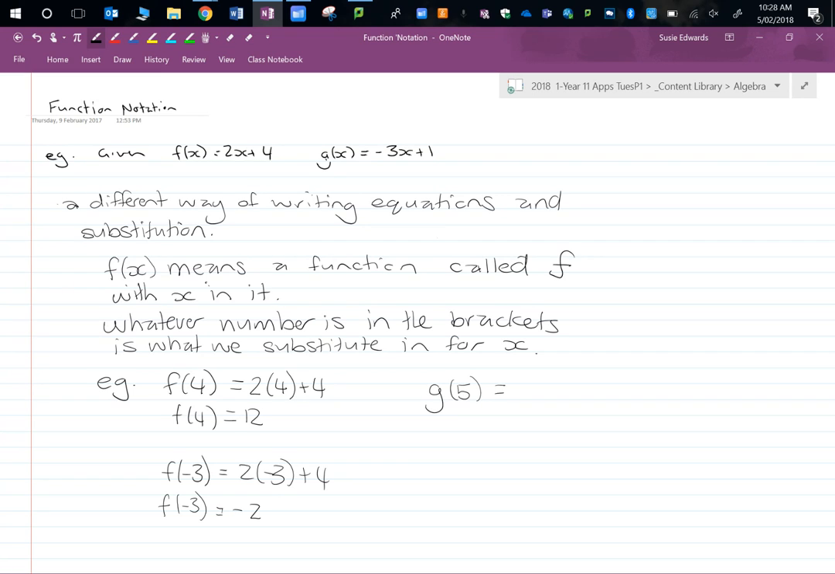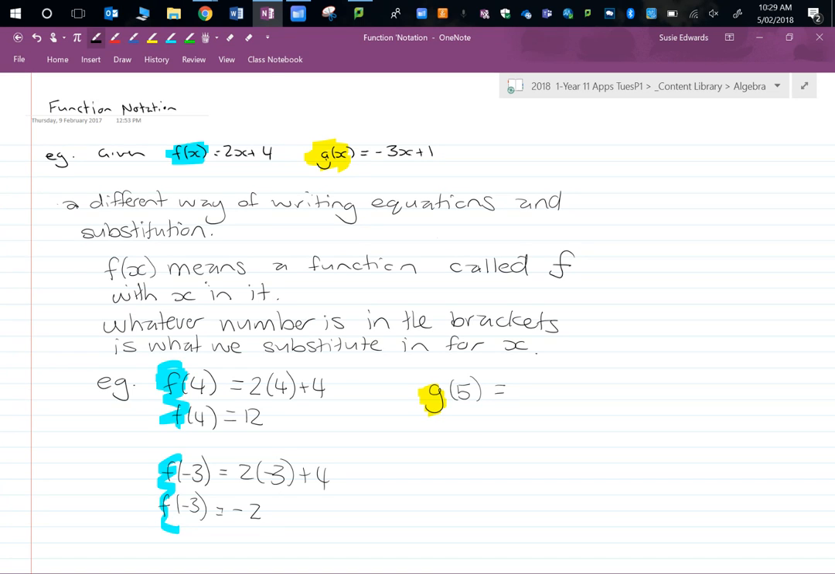Good. We're going to sub in x equals 5 into which equation? The second one, the g equation, because it says g. If it says f, we're looking at this equation. So it sort of defines it with a letter. You could have h, you could have whatever. Usually it starts with f. You've got to just look at what letter's there before the brackets to know which equation to use.